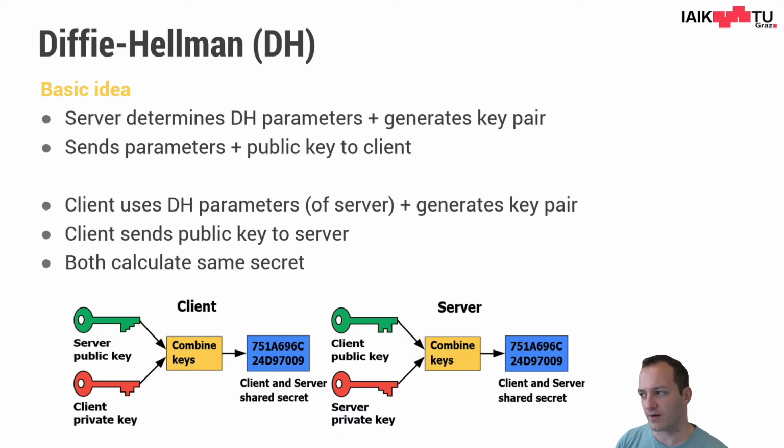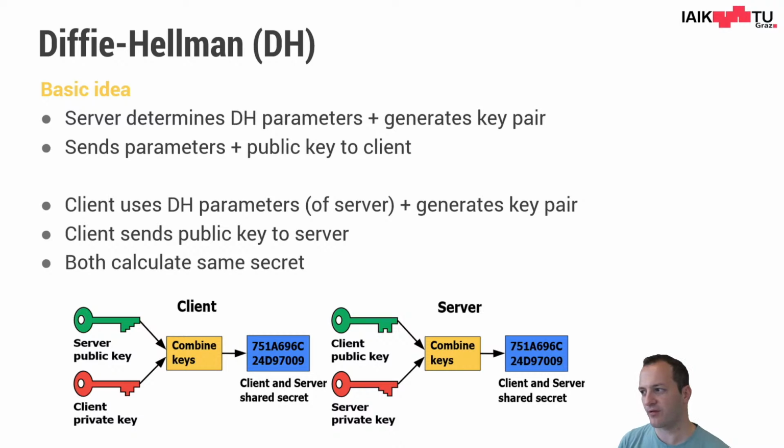Another important mechanism in this context is Diffie-Hellman. You've also heard about Diffie-Hellman. The idea is that Diffie-Hellman is a procedure for key agreement. You do not actually exchange a key, but you have two parties, like a client and a server, and you want them to agree on a key.